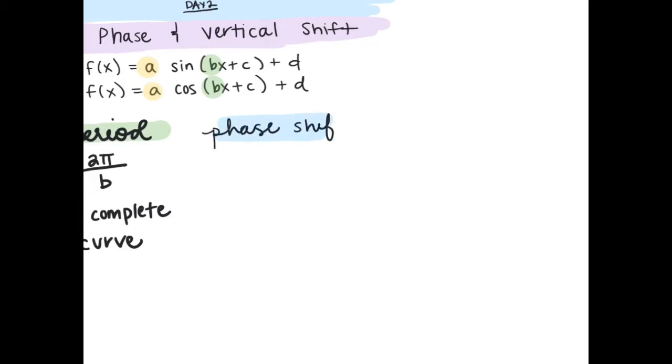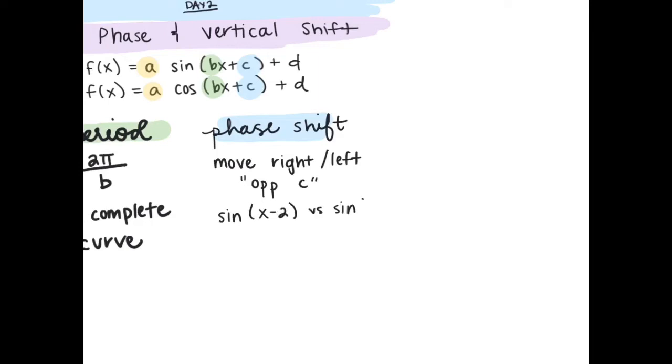Okay, next up, we have a phase shift. This is the one we're going to talk about, but not really use yet. This is where we're going to move right and left. When you find it, we are going to say opposite C. So in these 2 examples, when you take them out of the parentheses, their signs change. So for x minus 2, that's moving to the right, and for x plus 2, it's moving to the left.